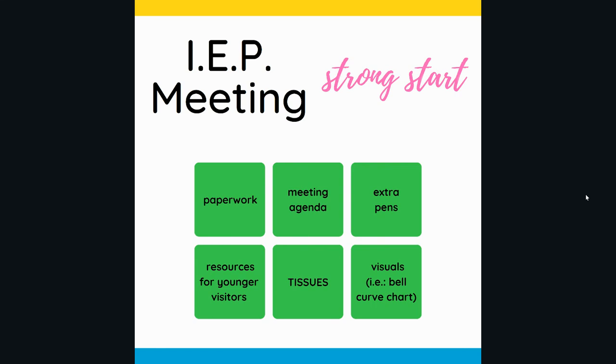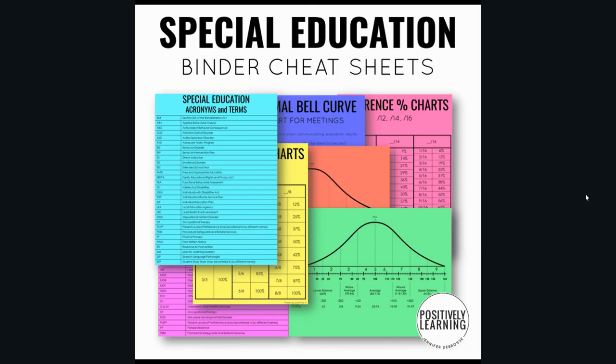I put an example, a bell curve chart, and I can show you that right away. So these are some free binder cheat sheets. I'll be sure to put a link below so you can grab these. You can see the bell curve right there. I have a couple of different formats that you could just have printed out on color cardstock or paper, or put them in a sheet protector to have them available.